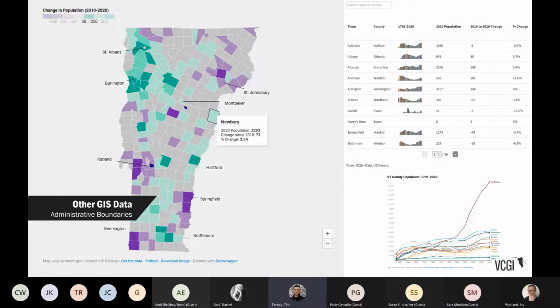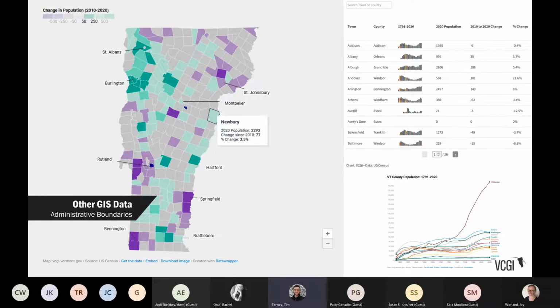Switching gears, we at VCGI also steward and make available administrative boundaries of different kinds, whether that is taking the decennial census data that becomes available every 10 years, as well as the interim ACS data and publishing that in a Vermont-specific way, such as the map on the left is showing the results of population change between 2010 and 2020 decennial censuses that we published and made available about a year ago.